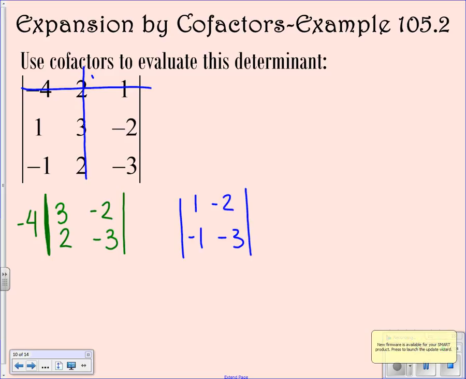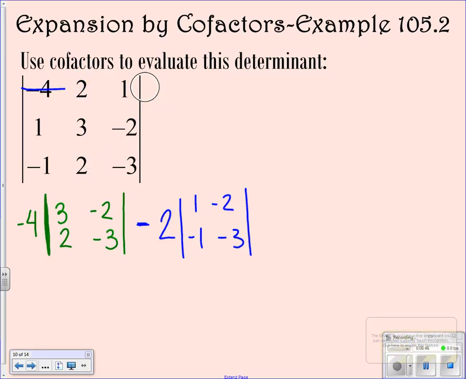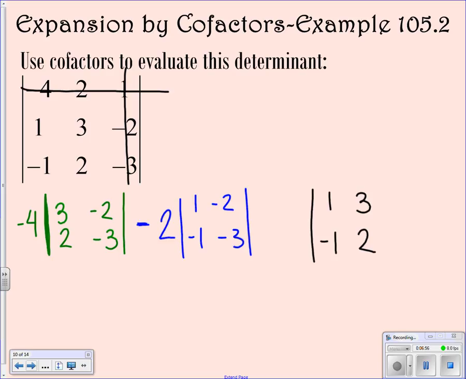And then is this a positive or a negative sign that I'm going to put here? It's going to be a negative, and I'm going to multiply it by 2 because that's the number that I was crossing out. Okay, so now we're going to do it one more time for the 1. Cross out the column and the row that the 1 is in, and I'm left with 1, 3, -1, and 2. It's going to be a positive, and I'm multiplying it by 1 because that's what that number is.